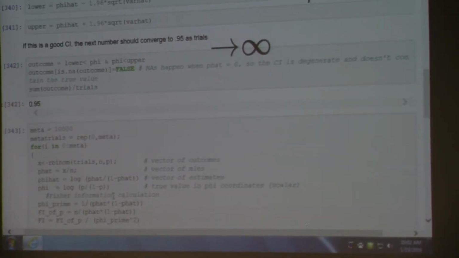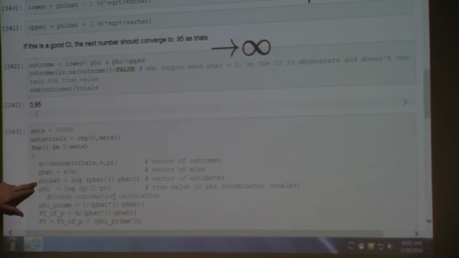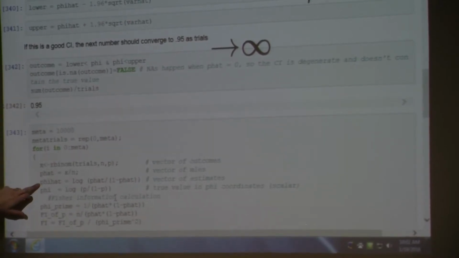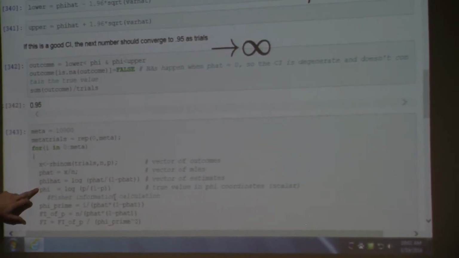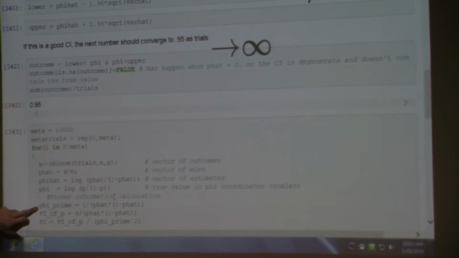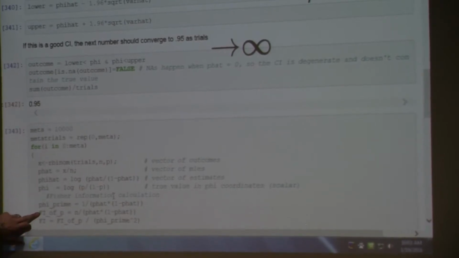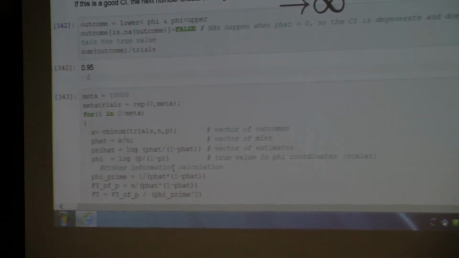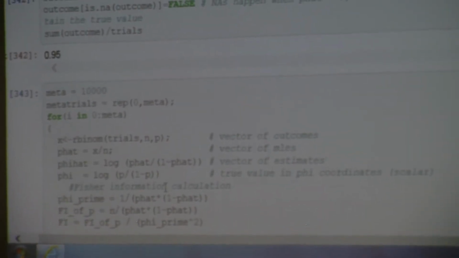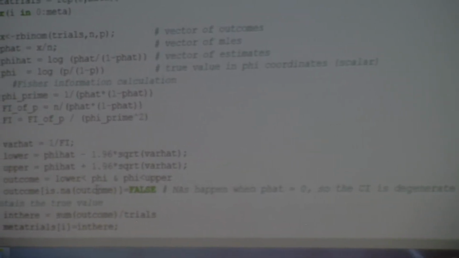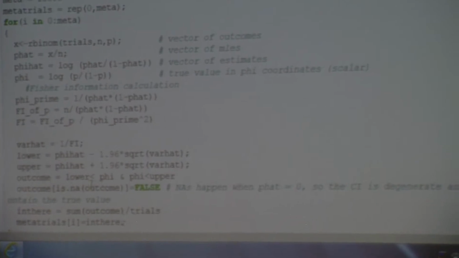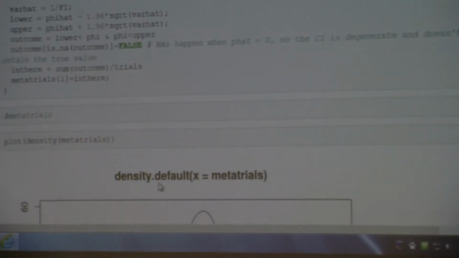10,000 times. I construct the vector of outcomes. I construct the vector of MLEs. In terms of p, I construct the transformed vector of MLEs, the transformed true value, the Fisher information of p, and the transformed Fisher information, and then construct from that our confidence intervals, and make this adjustment to make sure that it works correctly when we have 0 successes, and then we look at what we get.